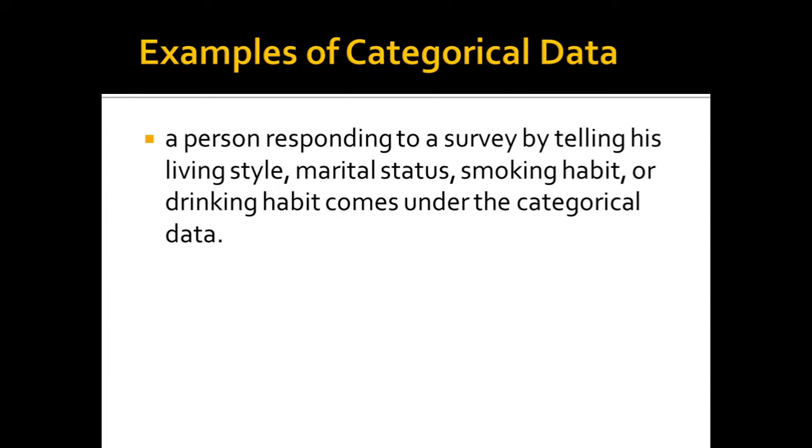Now categorical data examples. We've already seen that in the previous discussions. Living style, marital status, smoking habits, drinking habits. When the answers are yes or no, they are called categorical data. Only two responses. Living style: modern, traditional. Marital status: married, unmarried. Smoking habit: yes or no. Drinking habit: yes or no. These are all called categorical data.